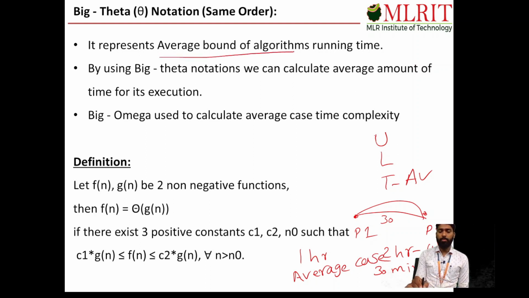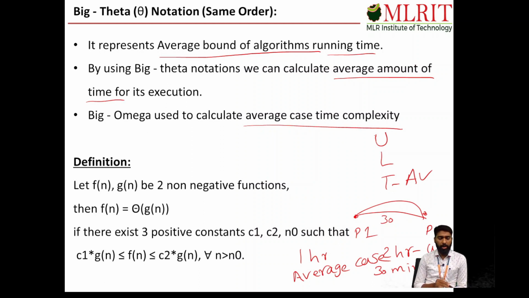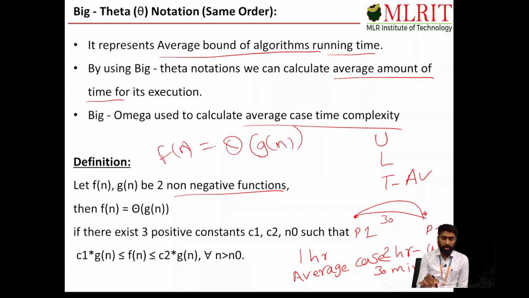It represents the average bound of an algorithm's running time. By using big theta notation, we can calculate the average amount of time for its execution. Big theta is used to calculate average case time complexity. What is the formula here? Let f of n, g of n be non-negative functions. Then f of n equals to big theta of g of n if there exist three positive constants, previously it was only two constants, c and n naught, here c1, c2, n naught, such that always c1 g of n is less than or equals to f of n, less than or equals to c2 g of n, for all n greater than n naught.